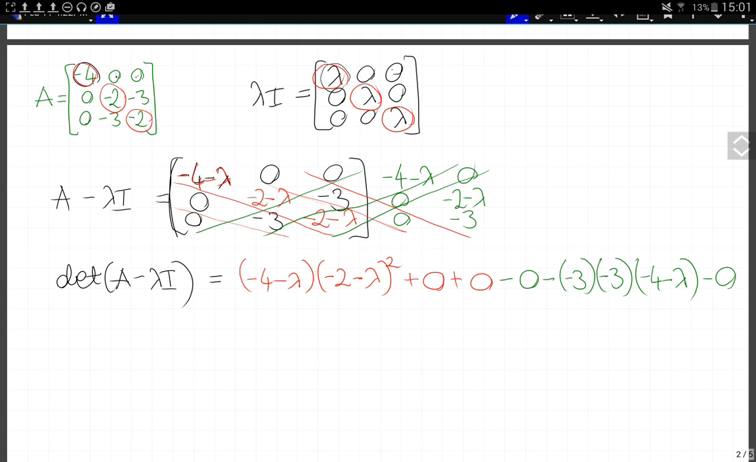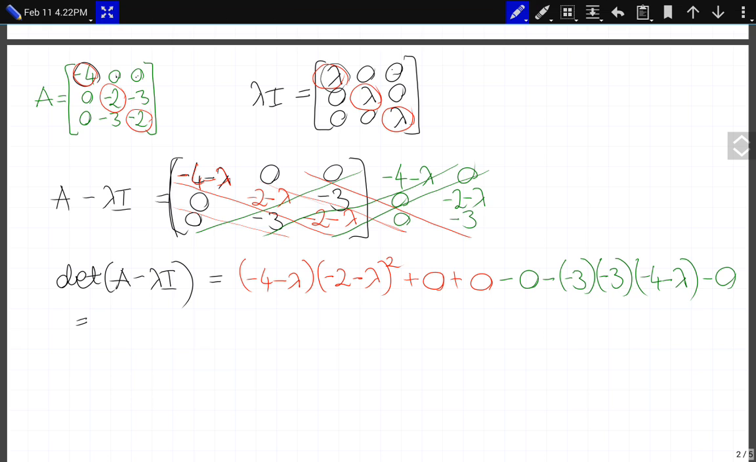Now if we simplify it, we have minus 4 minus lambda as the first one. Then we're going to multiply this out, which is 4 plus 4 lambda plus lambda squared. Then we have all the zeros, and then we have minus 9 times minus 4 minus lambda.